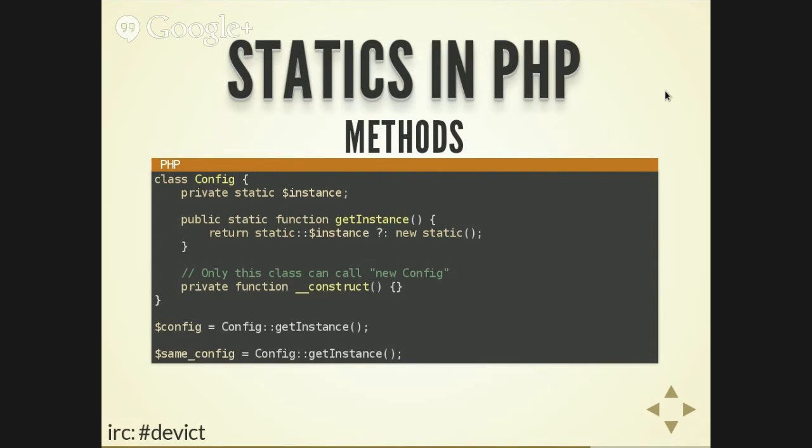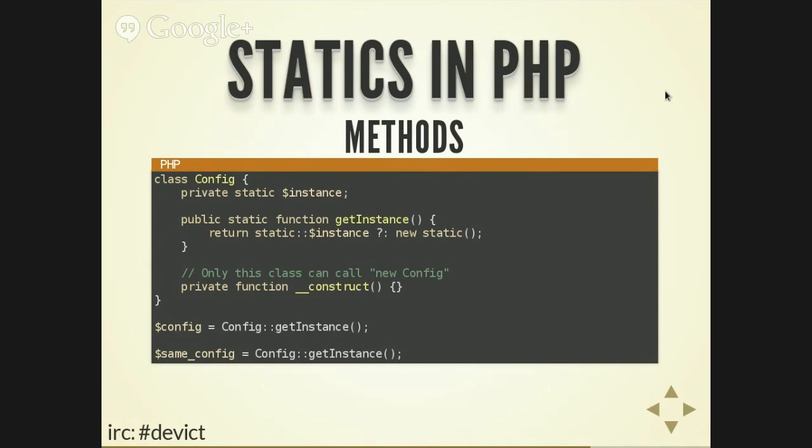And now we are within the scope. We are within the context of this class, so I can call this private function. So I can make a new instance, and I get it. And then it gets returned. So down here, when I say config getInstance, it comes in here. It sees I don't have one yet, so I'm going to make one. And then it returns it.